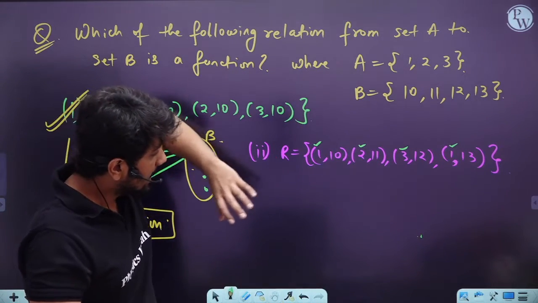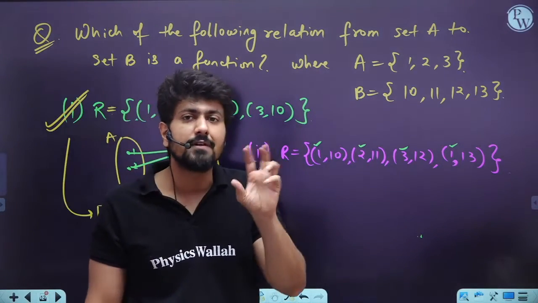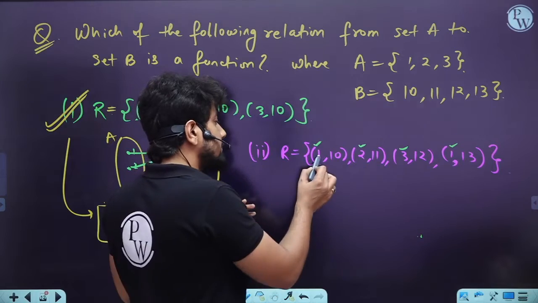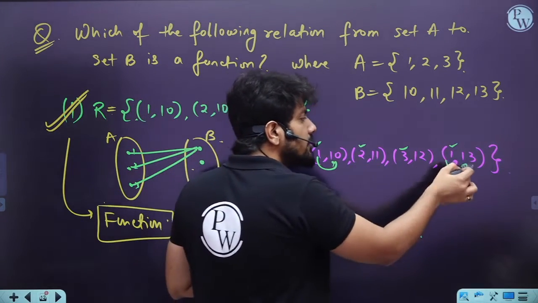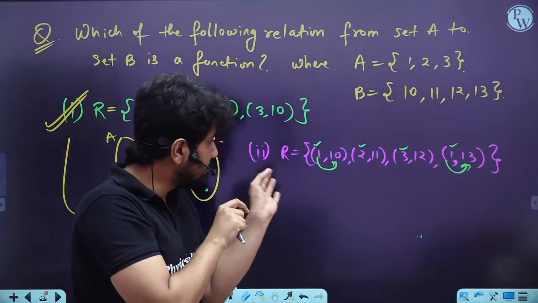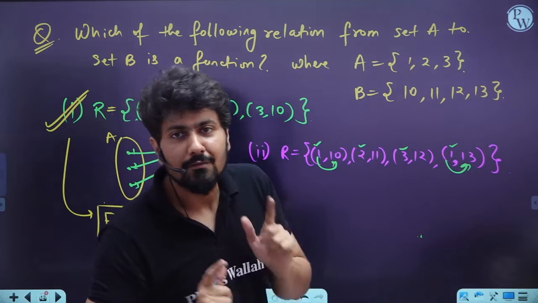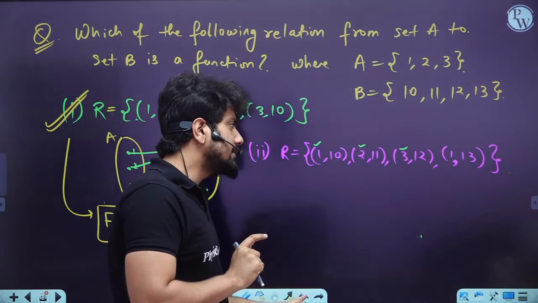Basically, what do we mean by this? We mean that at 1 input, we are getting 2 different outputs. If I put input as 1, I am getting 10 also, I am getting 13 also. There is a divergence. At 1 input, we are getting 2 different outputs. That is not allowed in a function, right? So, this is a relation. This is not a function.